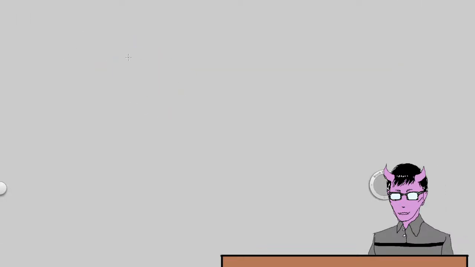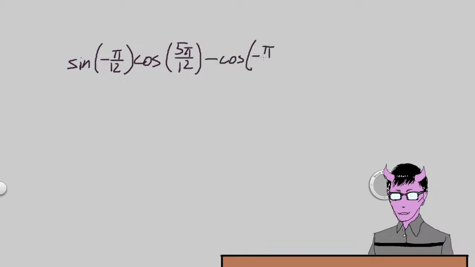It's not a particularly big deal. I think I did this on the last stream, but too bad, you see it again. It's going to be sine of pi over 12. You know what? Let's change the problem. I think I already did this problem last time, so let's do the negative instead. So we have sine of negative pi over 12 times cosine of 5 pi over 12, and we have a subtraction between those two, and then cosine of negative pi over 12 times sine of 5 pi over 12.